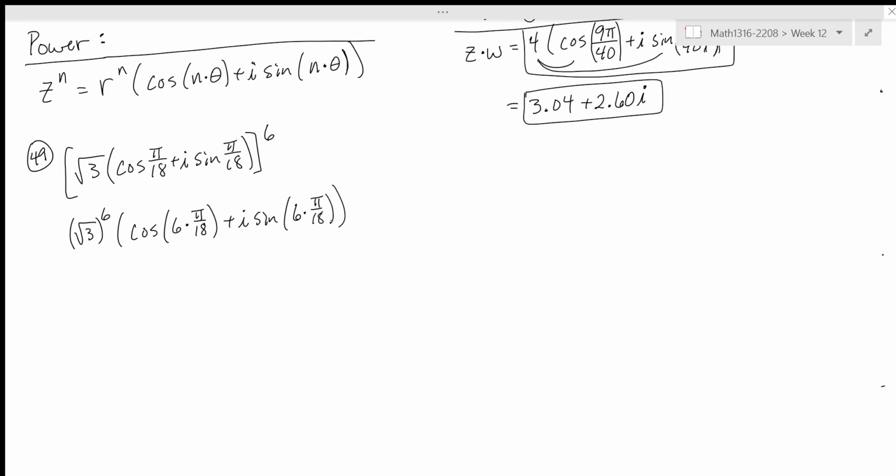So does anybody know what square root of 3 raised to the 6th power is? 27. And does everybody know how we get that? Calculator. It's called the calculator. You put the square root of 3 in parentheses, raise it to the 6th, and the calculator spits out 27. Okay? Now, what about 6 times pi over 18?